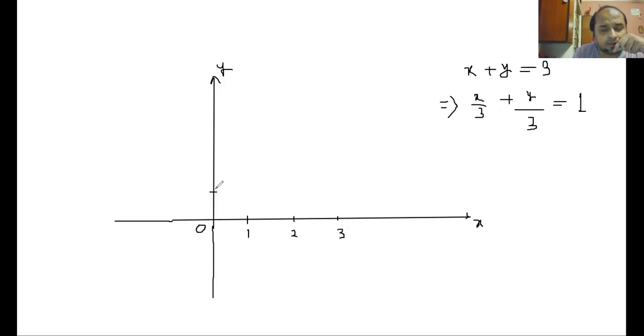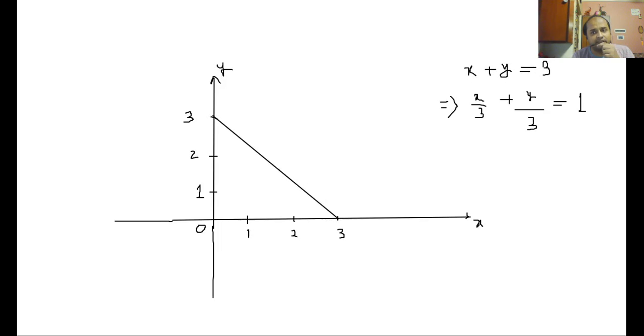Similarly, you consider the y-intercept is also 3. So you consider point 1 on the y-axis, point 2 on the y-axis, and point 3 on the y-axis. What is the intercept form of the straight line? x by 3 plus y by 3 equals 1. So what we do, we join the two intercepts, one on the x-axis and another on the y-axis, and let me join them. So this is my straight line represented by x plus y equal to 3.